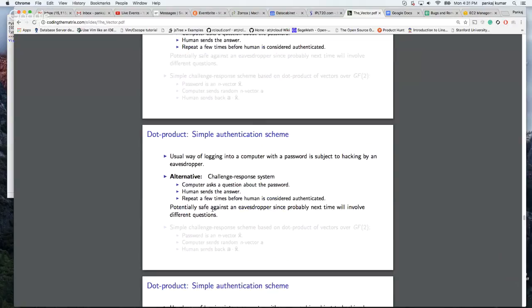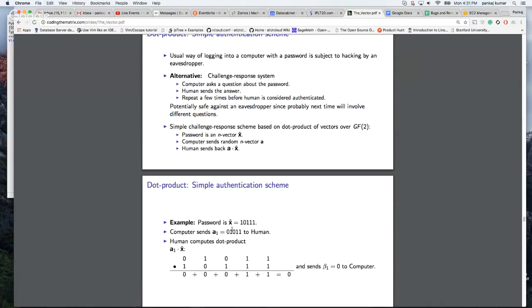So it's potentially safe against an eavesdropper if they can only see the question once. But there are some problems with it.